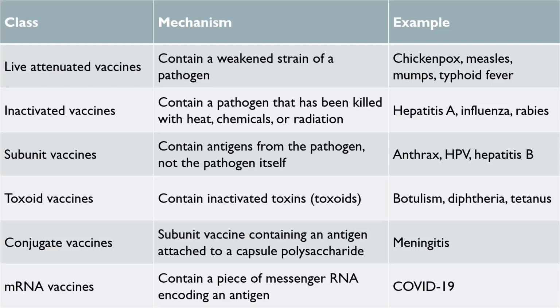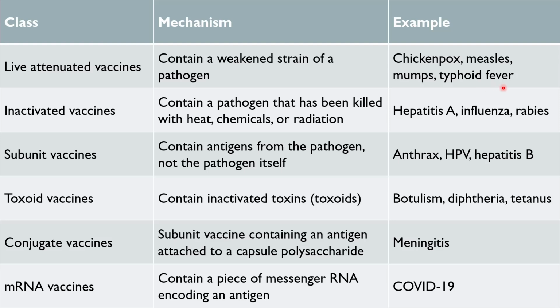Vaccines may have a live attenuated formulation, which means that they contain a weakened strain of a pathogen. So they have the whole pathogen inside, but that pathogen has been modified and weakened so that it cannot cause a clinical infection. Examples of live attenuated vaccines include chickenpox, measles, mumps, and the typhoid vaccine.